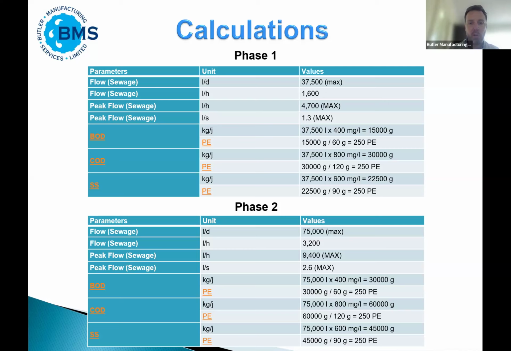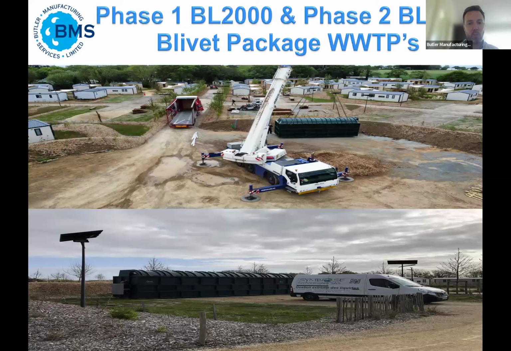So at the moment we're treating phase one and phase two with a BL4000 Blivet, and you can see it being delivered and lowered into place. And then you can see the actual plant in place with the actual van beside it.